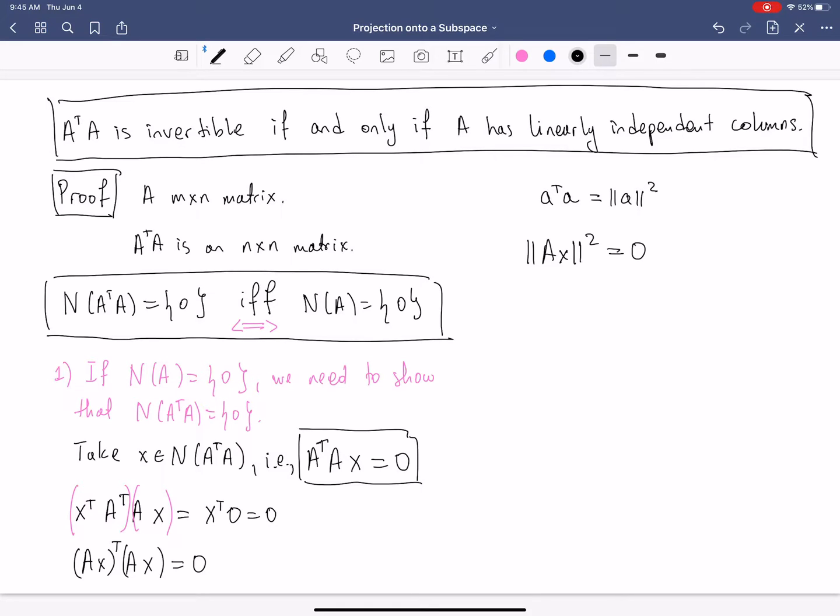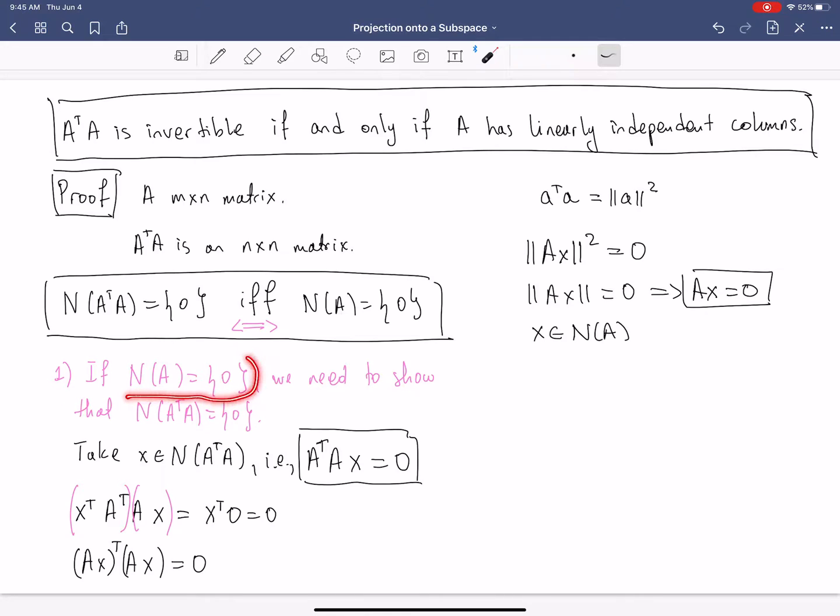Well, if the square of the length is 0, that really just means that Ax is 0. The length of Ax is 0. Well, the only way for a vector to have length 0 is for that vector to be the 0 vector. So if you can show that the length of a vector is 0, then you know that the vector is also 0. So what have we shown? We have shown that if x is in the null space of A transpose A, then x must also be in the null space of A. This Ax equals 0 means that x is in the null space of A. That's exactly the definition of the null space. But what did we assume? We assumed that the null space of A is just 0.